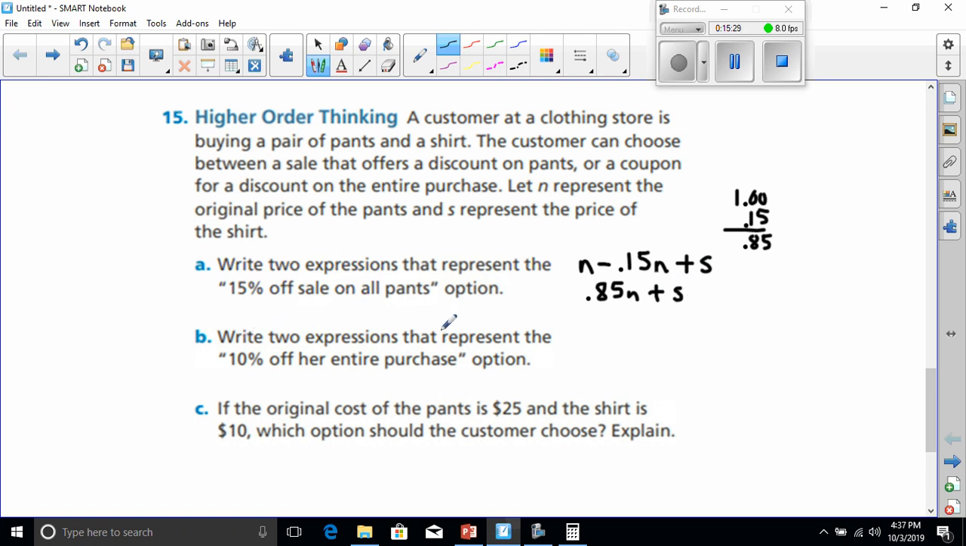All right, now let's try B. Write two expressions that represent, and both of these expressions are equivalent, okay? This is expression 1, expression 2, they are saying the same thing. Write two expressions that represent 10% off the entire purchase. Oh boy. Well, in this case, I can say that I have, let's see, I'm going to take N plus S, and I'm going to minus 0.10 times N plus S.